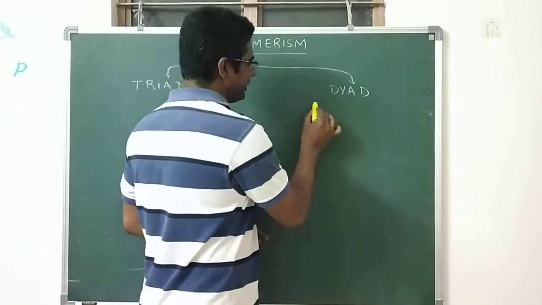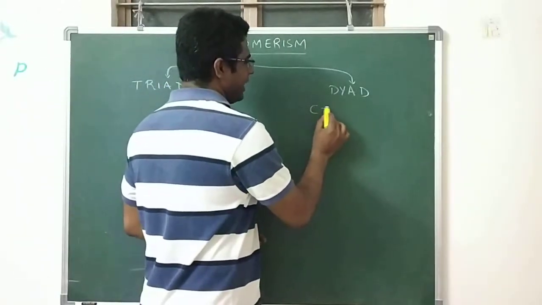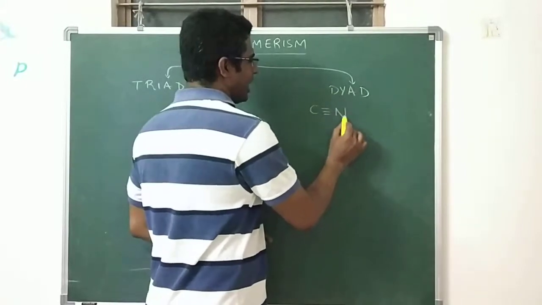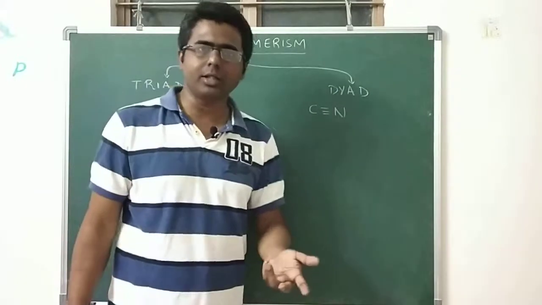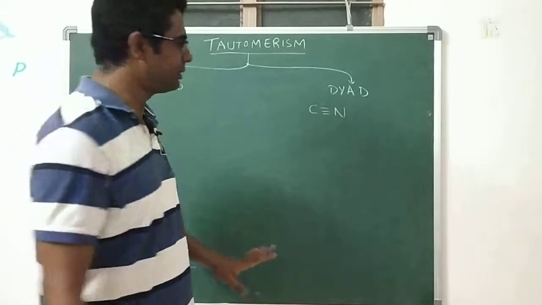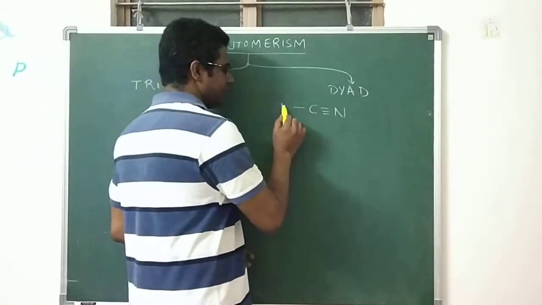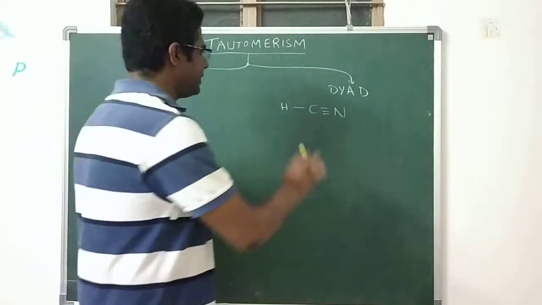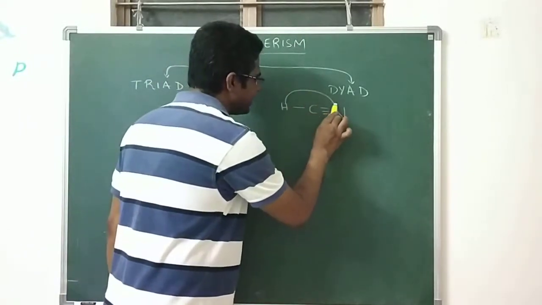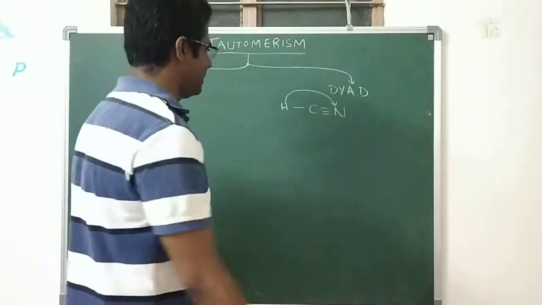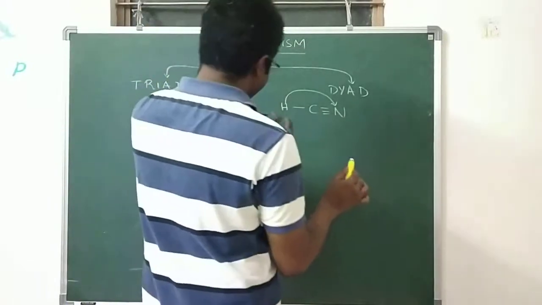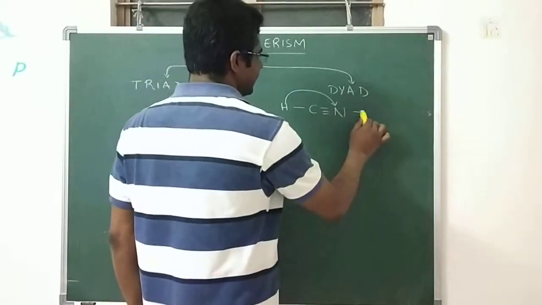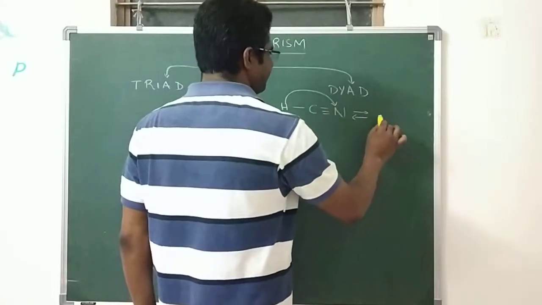This basically happens in the case of the cyanide group. If you see, this carbon and nitrogen are both basically polyvalent atoms. Okay? And here I have put a hydrogen. So if this hydrogen shifts like this, then what happens? This structure becomes like this.